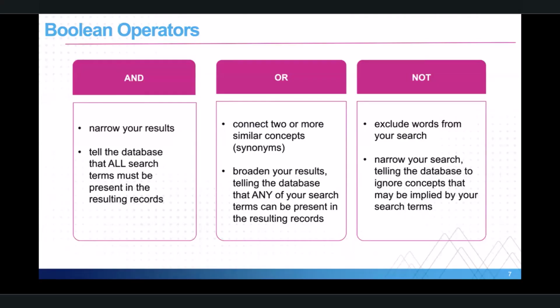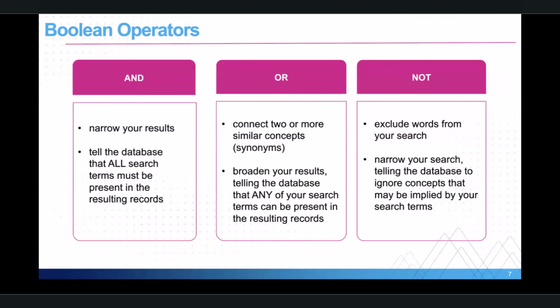When you are combining two concepts with and, you are narrowing your results. You're telling the database that all of the search terms must be present in the resulting records. So when you say this and that, both of those terms are going to be found in the literature. When you are using or, you are connecting two or more concepts. You want to think about all of the ways that an author, or anyone writing something, could say this concept.